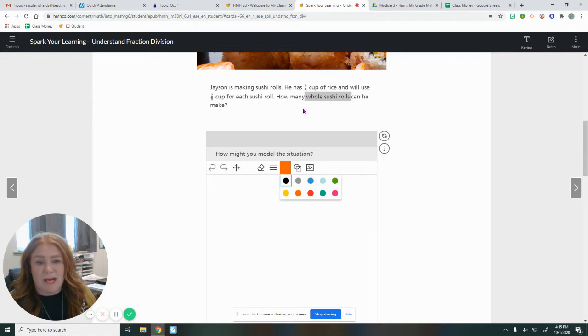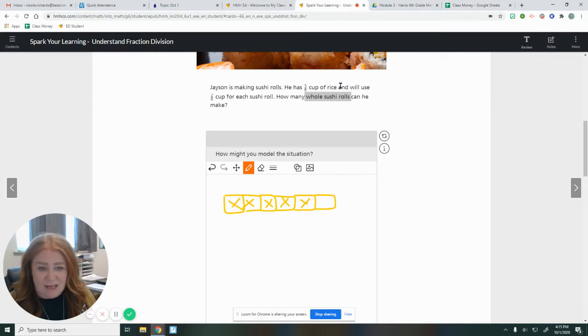So I'm going to go ahead and draw my 5/6 cup of rice here. So here is 1/6, 2/6, 3, 4, 5, and I do need to get that 6th piece here. So I'm going to mark the ones that I have. So I have 5/6 of a cup of rice. So I'm showing what I have.